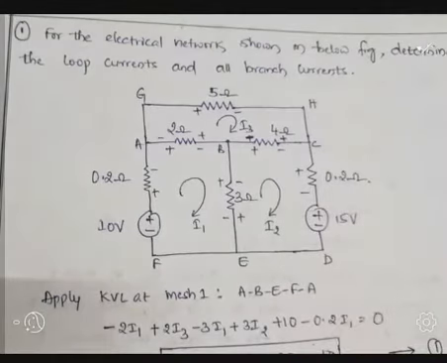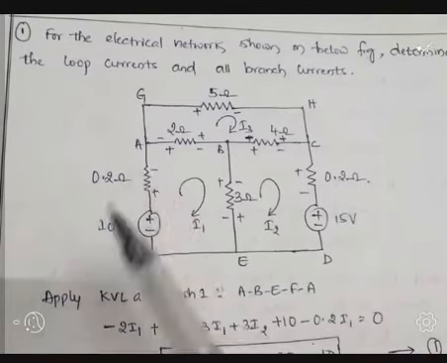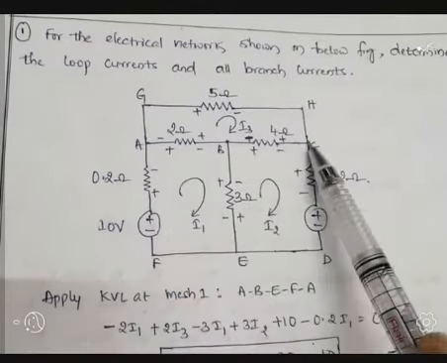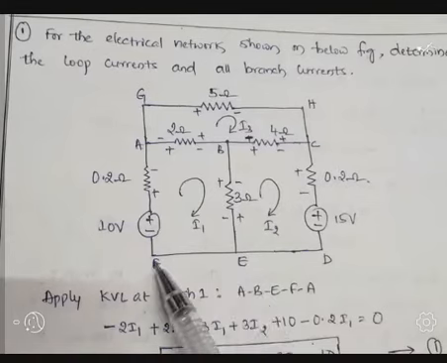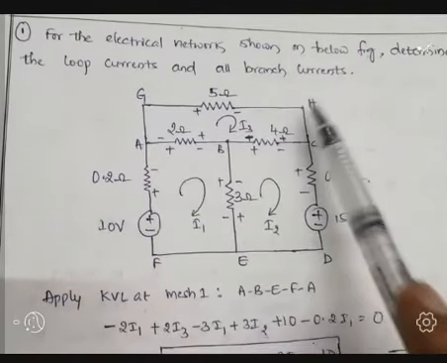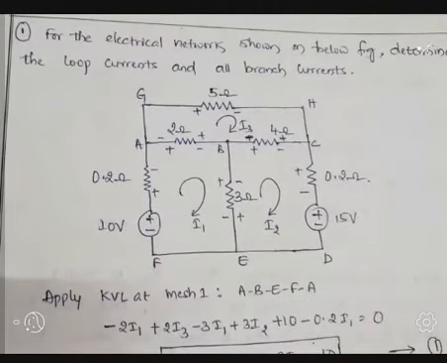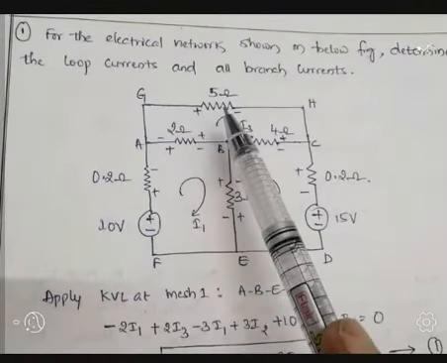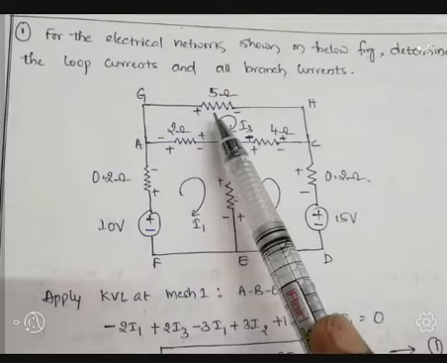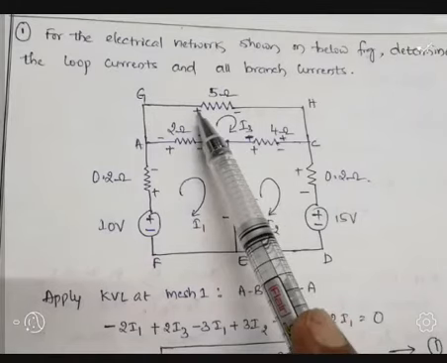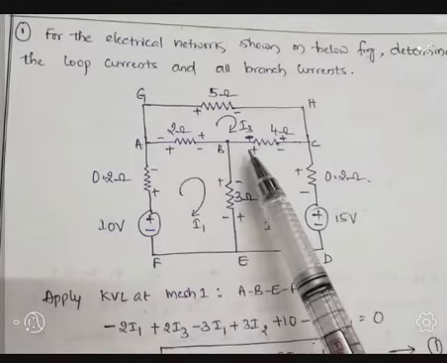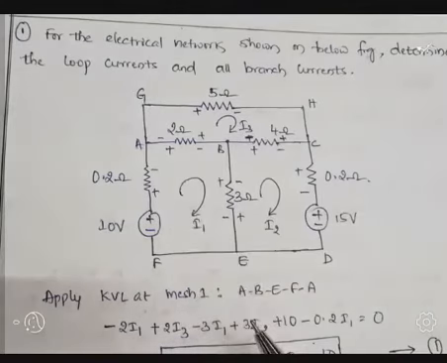First, I am going to represent nodes A, B, C, D, E, F and G, H. Then I am going to represent the polarities for all the branches and circuit elements. So resistor plus minus, symbol plus minus, for all the circuit elements I represented the polarities.